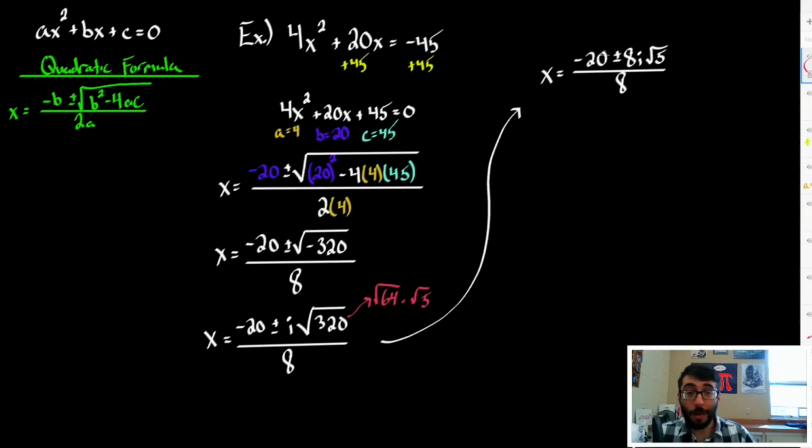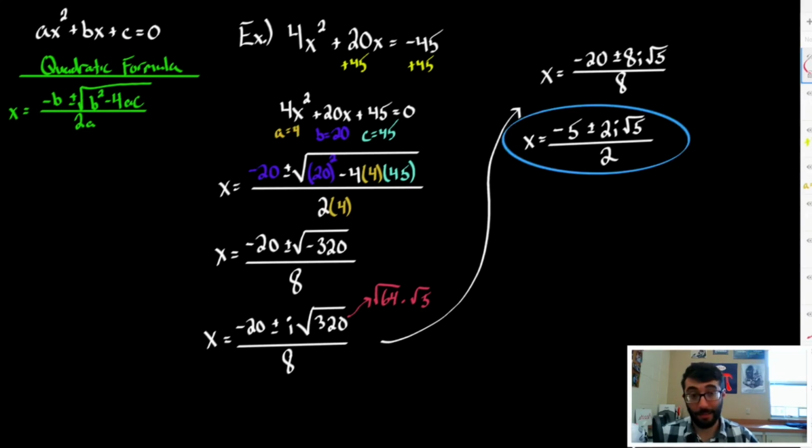Now, negative 20, 8, and 8 all have a common factor of 4, so I can actually divide everything through by 4. So negative 5 plus or minus 2i root 5, what's underneath the square root does not get changed once you simplify completely, okay? All over 2. And I can't simplify this any further, so that would be our final answer. If you really wanted to, you can also split this up into 2 fractions and simplify just a little bit more, but this is an acceptable answer as well.